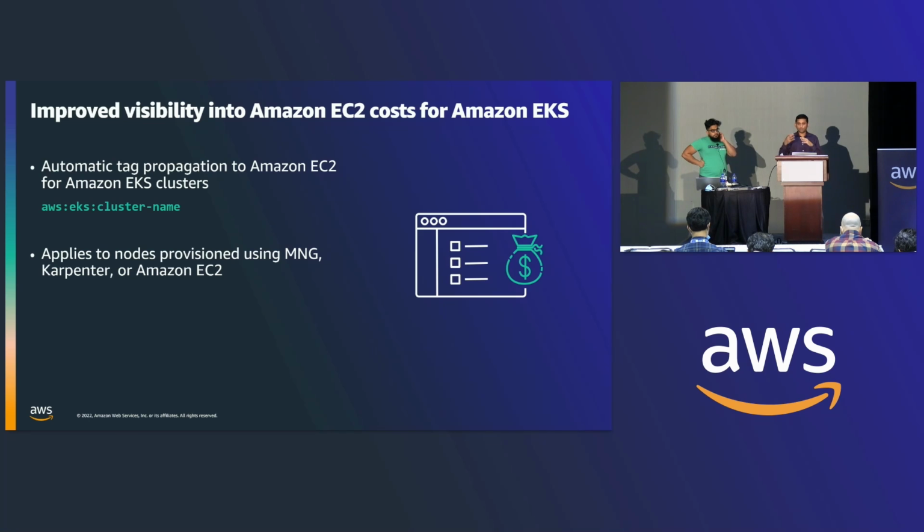That could be from managed node groups that you use for your EKS cluster, or you could be using Karpenter to provision some of your nodes. We'll talk about Karpenter as well. Or you could be doing it manually using Amazon EC2. Regardless of how you add nodes to your cluster, these tags automatically get applied. And once you have these tags, you can use them to break down your costs in the billing dashboard and in Cost Explorer. So that's about cost allocation tags.